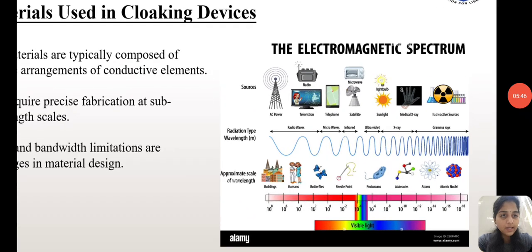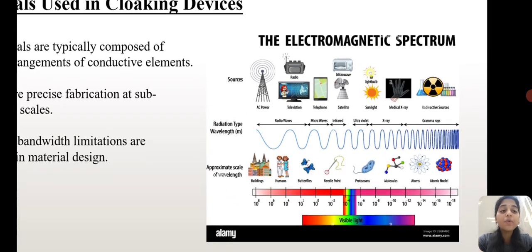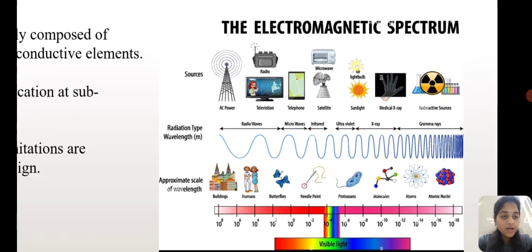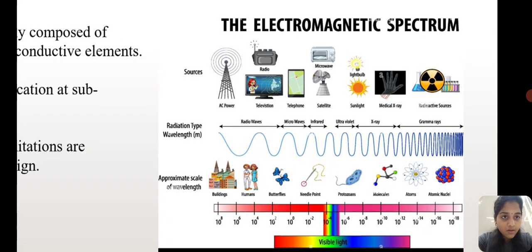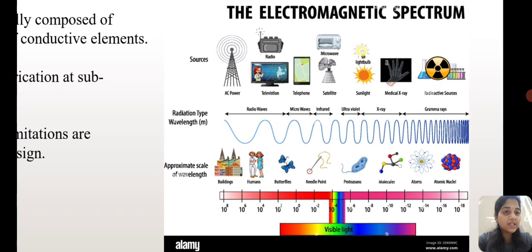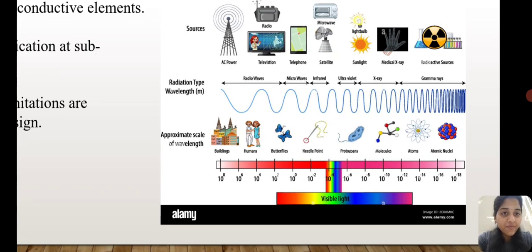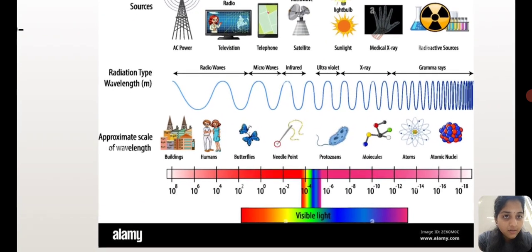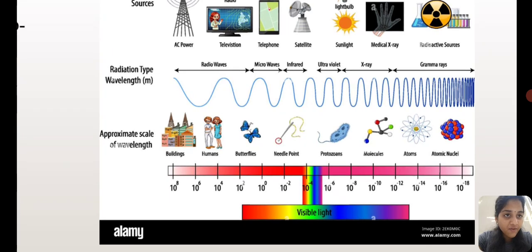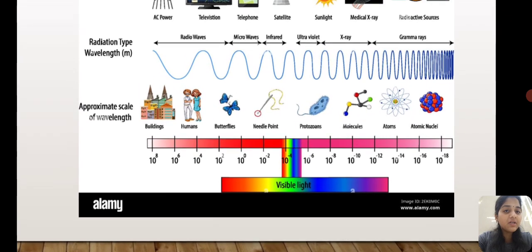So here we can see in the right side picture the electromagnetic spectrum, where the sources are AC power, television, telephone, satellite, sunlight, light bulb, medical X-ray, radioactive sources. These are the sources of the electromagnetic spectrum. Coming to the radiation type and wavelength, here we can see radio waves, microwaves, infrared, ultraviolet, X-ray and gamma rays. Depending upon the wavelength, there are different radiation types.